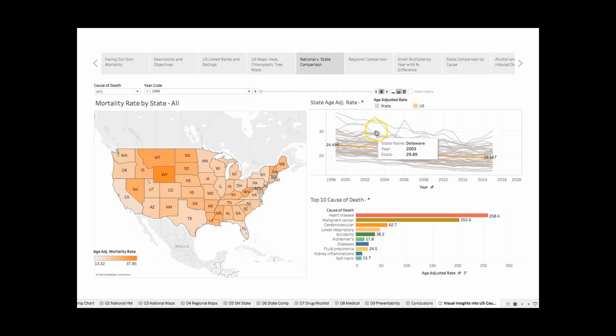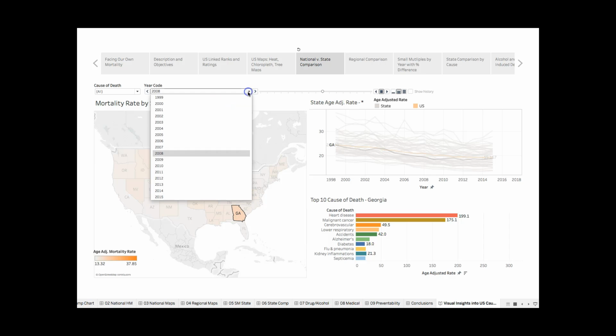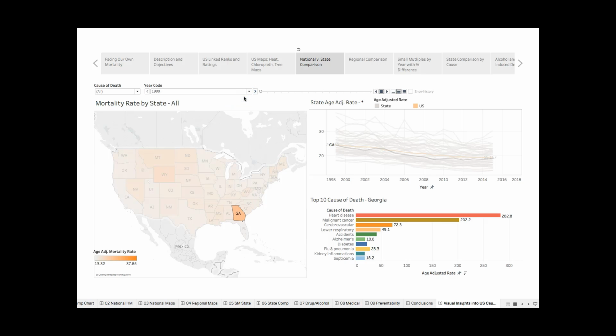The line chart compares the mortality rate over time for each state, shown in gray, separately against the national average, shown in orange. The bar chart depicts the mortality rate of the top 10 causes of death for each state. Selecting an individual state highlights the linked data on the line chart and updates the top 10 causes for that state. The year can be animated to update the national map and the top 10 causes chart.